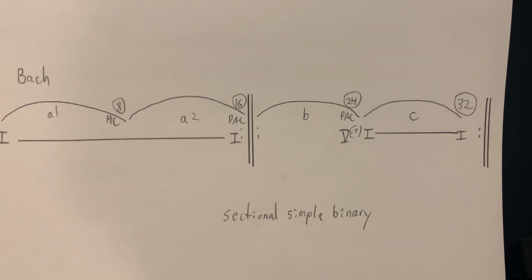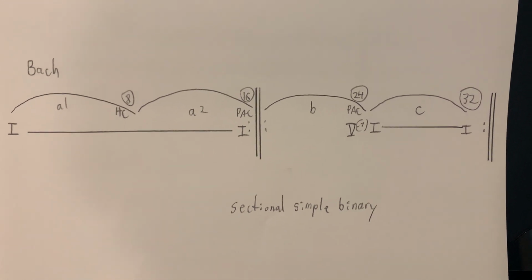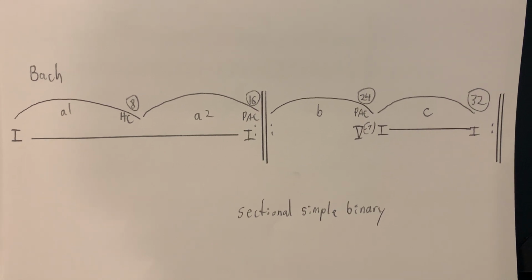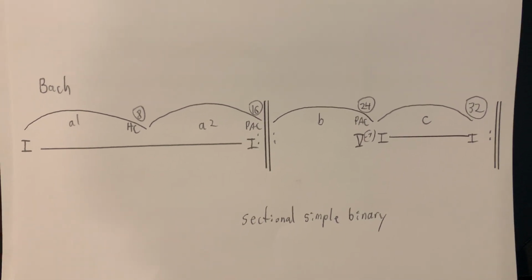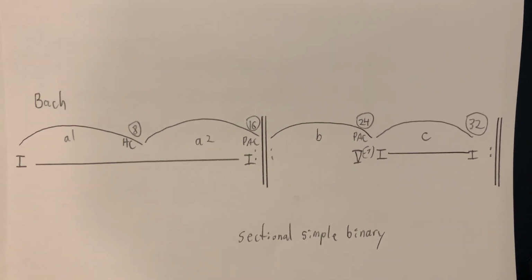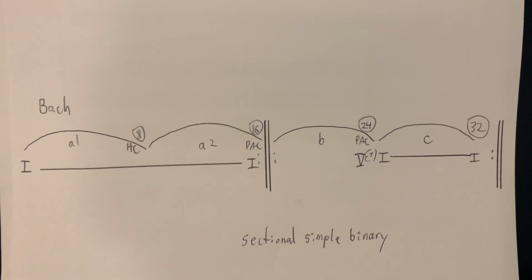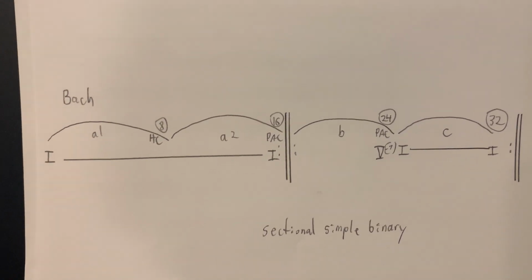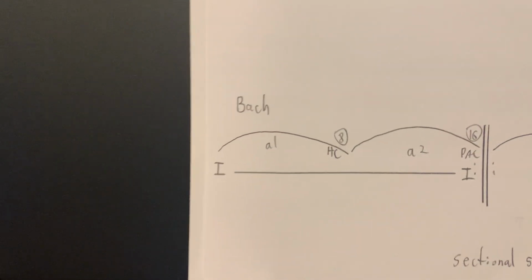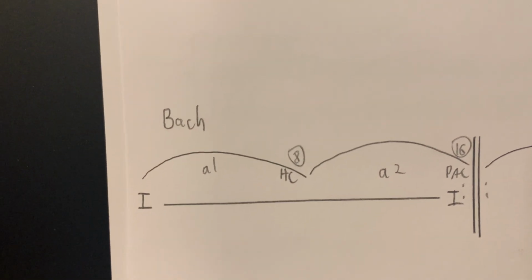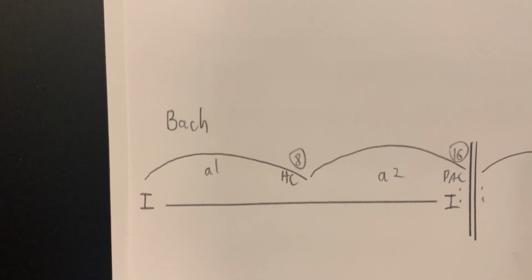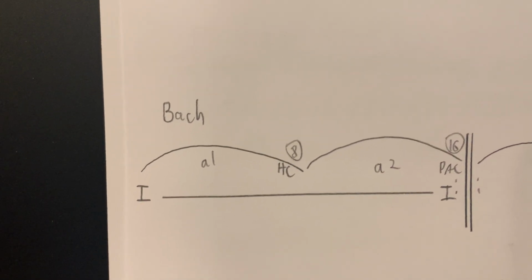In this case, the larger phrases are 8 measures each. You might hear them broken up into 4 measure subphrases, but basically all the phrases are 8 measures. Now, this is a sectional simple binary. It's sectional because the first part ends with the PAC in the main key. Other than that, it's a textbook period, A1, A2.